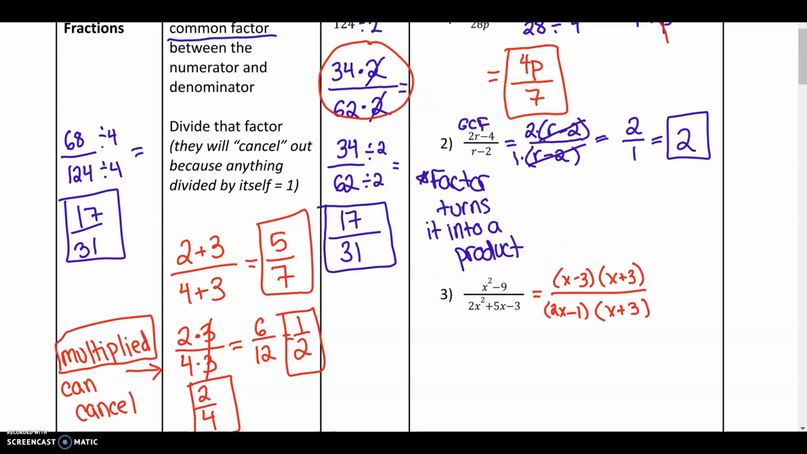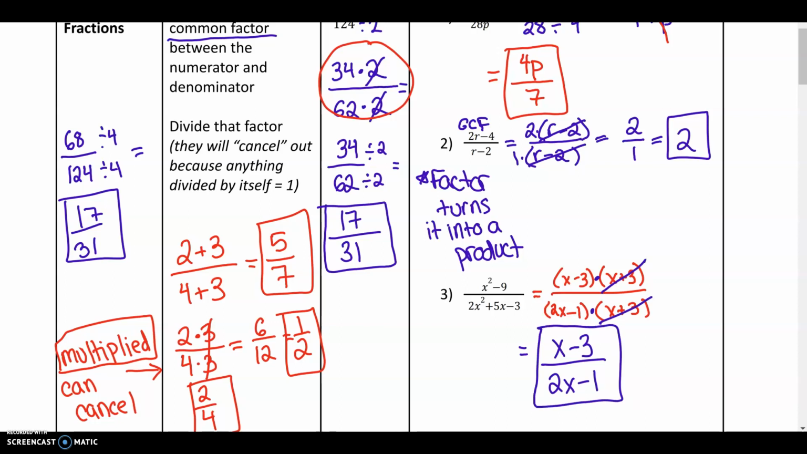But what this did is it turned it into a product, right? These are being multiplied together here and here. That's multiplication. And since it is, you can divide any common factors, such as x plus 3 over x plus 3, which, anything divided by itself is equal to 1. So that simplifies, cancels out, whatever you want to call it. And all you're left with is x minus 3 over 2x minus 1, which this is as simple as it gets. You do not have to go further.